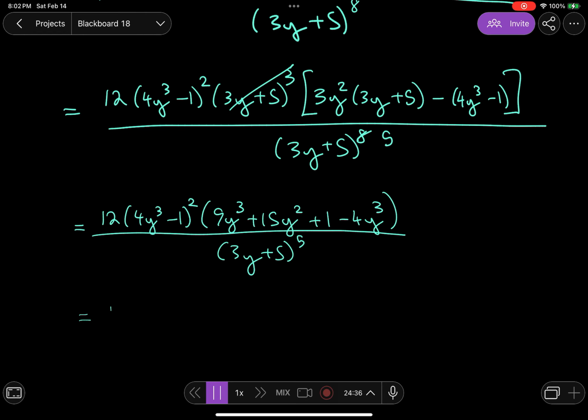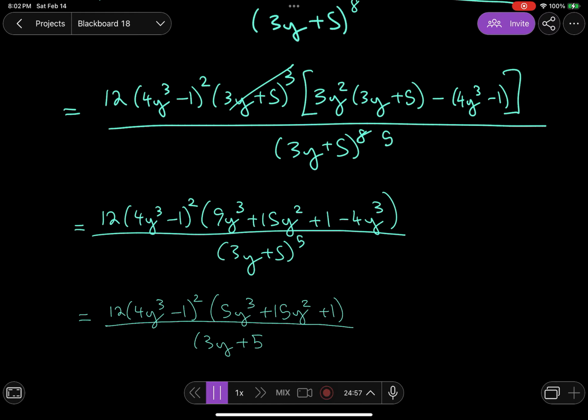So what we have is 12 times 4y cubed minus 1 squared. And then these guys simplify. The y cubed terms simplify to 5y cubed plus 15y squared plus 1, all divided by 3y plus 5 to the power of 5, and that's a nice answer.